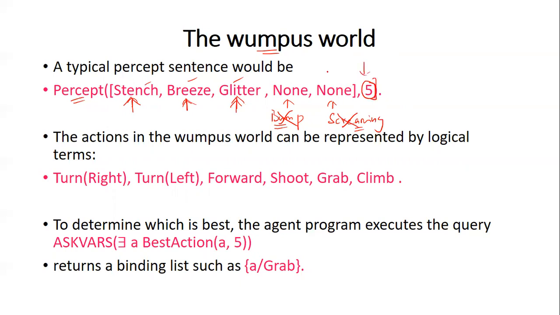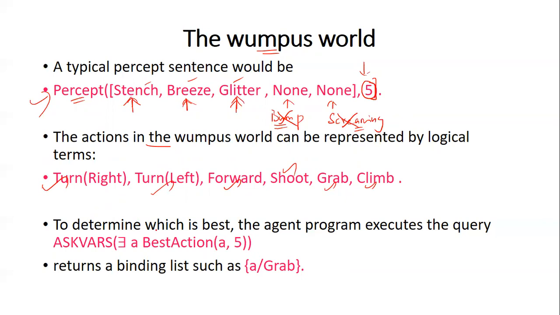Right? So using first order logic, what the agent is sensing can be represented something like this, right? And the actions that the agent can perform can be represented something like this. Turn right, which makes the agent turn right. Turn left, which makes the agent turn left. Forward, for moving forward. Shoot, to shoot the wumpus. Grab, to grab the gold. Climb, to climb, right?